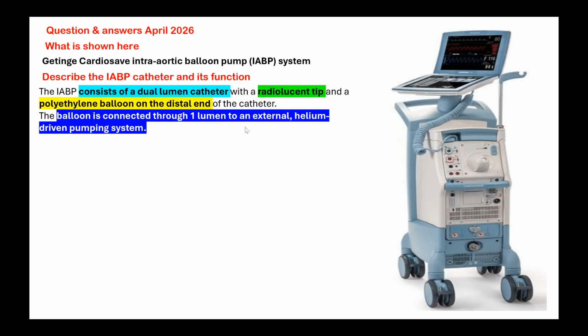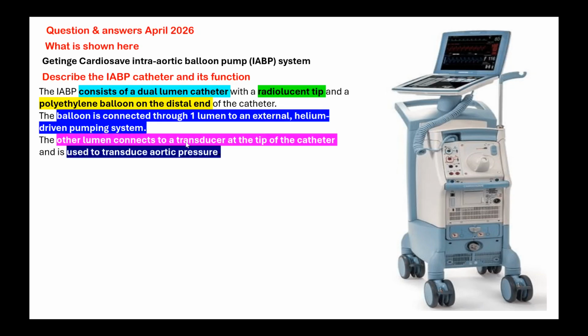So one lumen is connected to that, and the other lumen connects to the transducer at the tip of the catheter and is used to transduce the aortic pressure. So if you see the monitor here, you will get the aortic pressure, you will get the wave created by the balloon inflation and deflation, and there will be an arterial waveform also. So those are the two lumens that are used, one for inflation and deflation with the helium, the other for measuring the aortic pressure. Why is helium used to inflate the balloon?